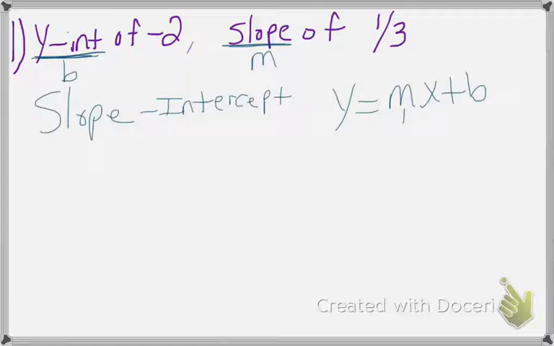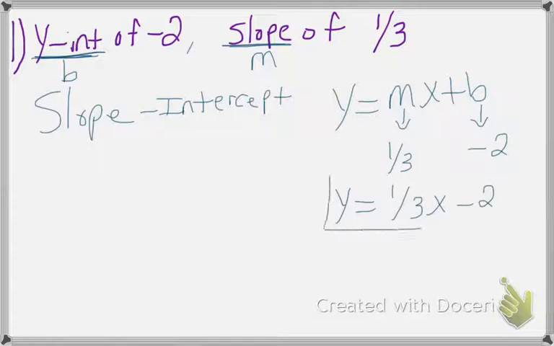Instead of putting m, we're going to put 1/3. Instead of putting b, we're going to put -2. So it will be y equals 1/3 x minus 2. That's ready to go. You can graph it already.